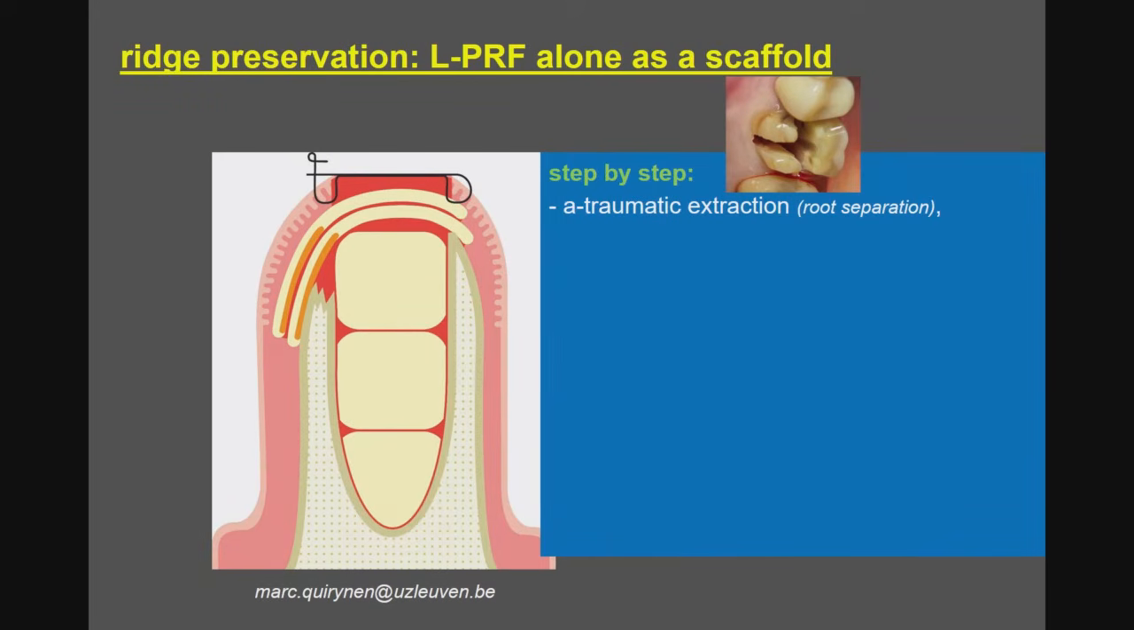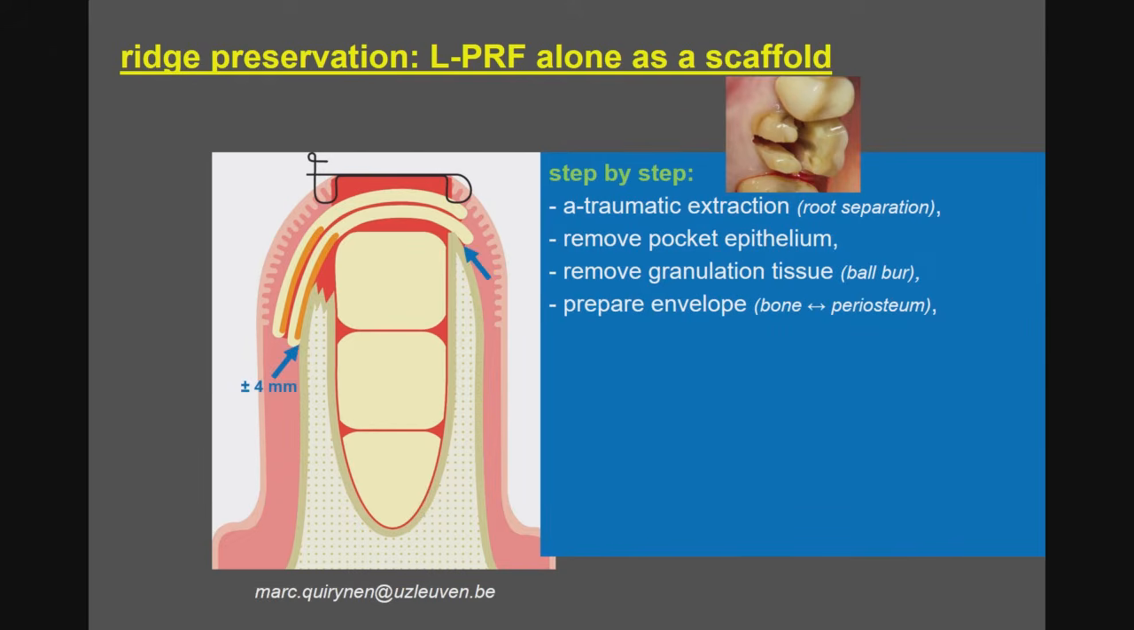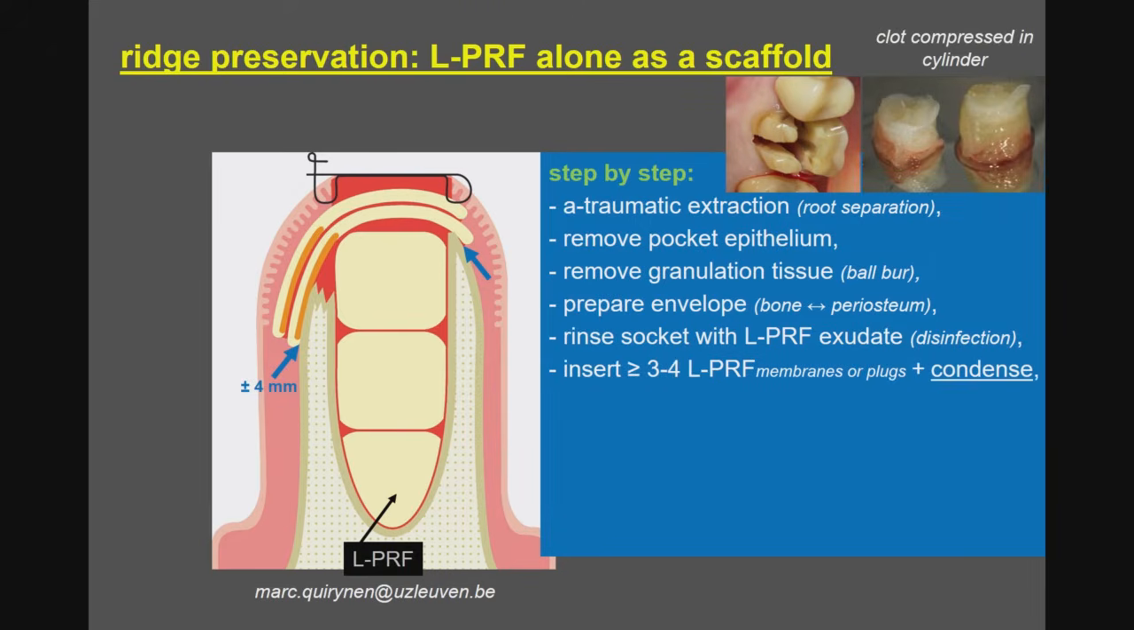Is it useful? Well, you can use these membranes, for example, for ridge preservation. After an atraumatic extraction, and after removing all the pocket epithelium, and after cleaning the socket, and also these deep defects for which we often use a ball burr, we will prepare some envelopes, a space in between the flap on one side and the bone on the other side, kind of an envelope. We will rinse the socket with the LPRF exudate, antibacterial capacity, remember? And then we will apply in the socket the LPRF membranes or plugs.